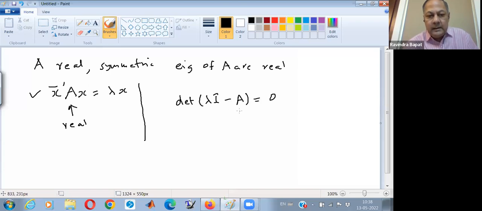And A symmetric, the definition of symmetric is just high school stuff. A symmetric means A transpose is equal to A. So it's a kind of combinatorial condition. It's not an algebraic condition, just a combinatorial condition. That pattern of A and A transpose, it has something to do with that. And with that information, you expand the determinant of lambda I minus A as a polynomial. And then you are saying that the roots are real.